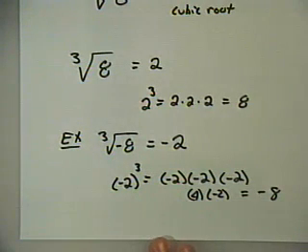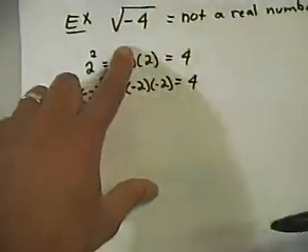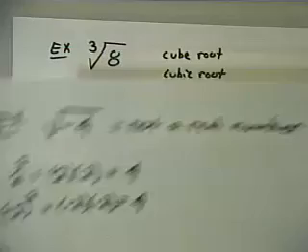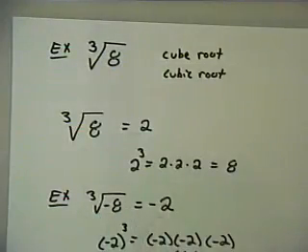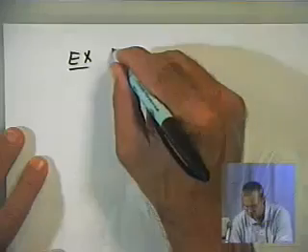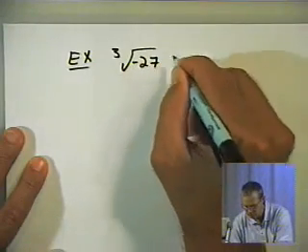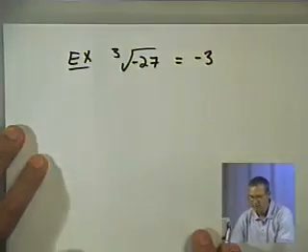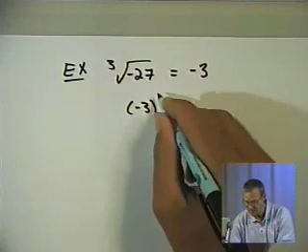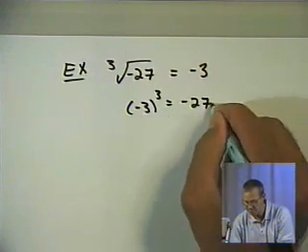Now from the previous example, the square root of negative 4, remember, when we take the square root of a negative, it's not a real number. But when we take the cube root of a negative, we get a real number. How about if we try to find the cubic root of negative 27? Well, the cubic root of negative 27 is negative 3, since negative 3 cubed is negative 27.